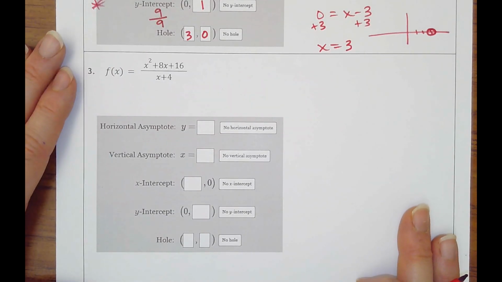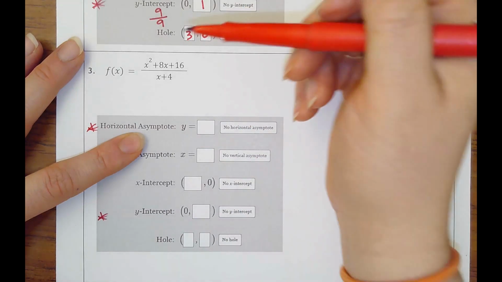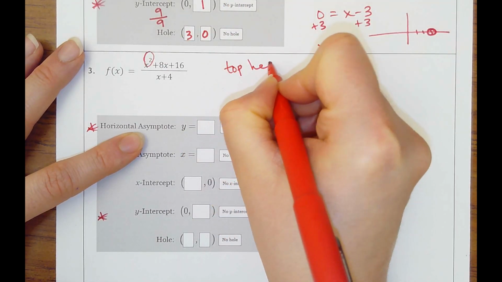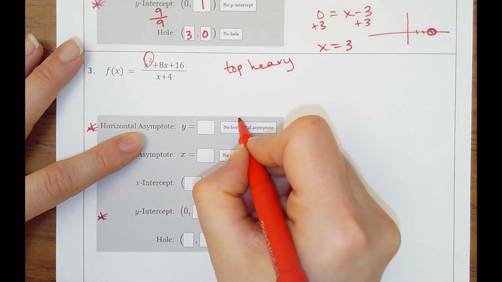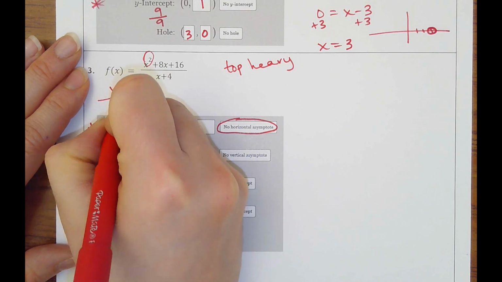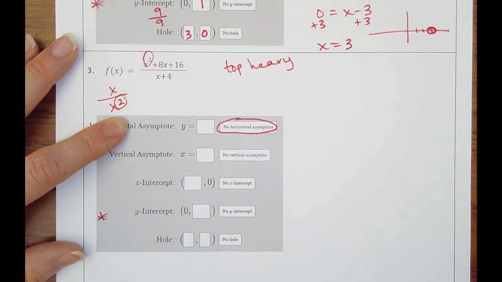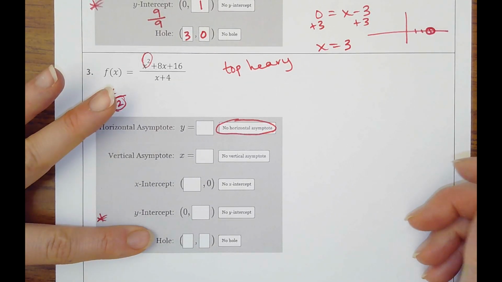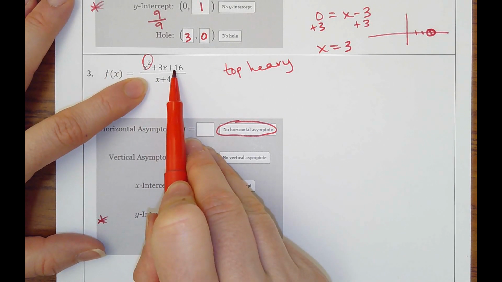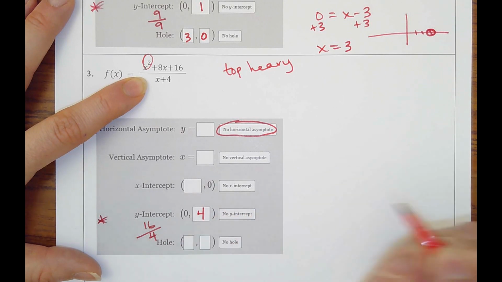All right, and number 3. If at any point in time you want to pause and try it by yourself, you can. Okay, horizontal asymptote. Again, I see that it's top heavy. So that means there's none. If it were the other way around, x over x, when it was bottom heavy, that would mean that it's automatically the x-axis, which is y equals 0. Okay, and then y-intercept, that would be 0, 0. That'd be 16 divided by 4. So it'd be 0 comma 4.